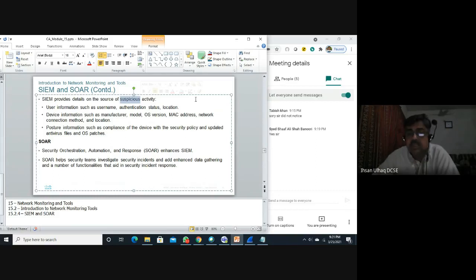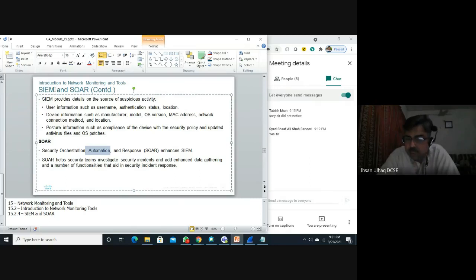Now, gentlemen, the newer technology as compared to the SIEM is SOAR. SOAR is an enhanced SIEM, a more powerful SIEM that has been given the name of SOAR. So SOAR stands for security orchestration, and the important thing is automation, which is not in the SIEM. That's the reason we call it an enhanced SIEM.